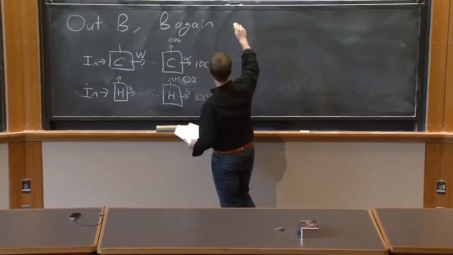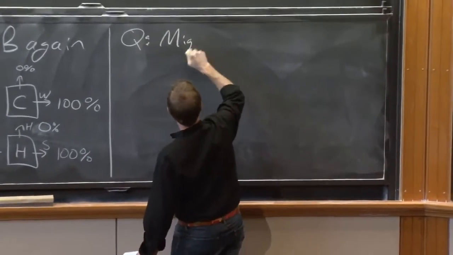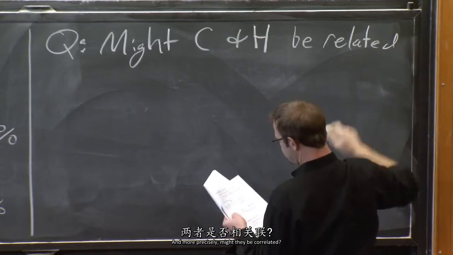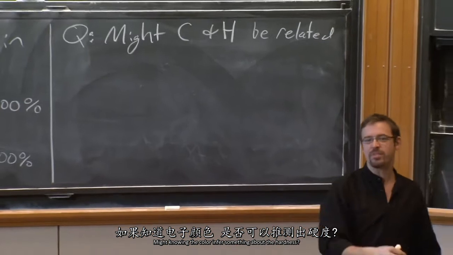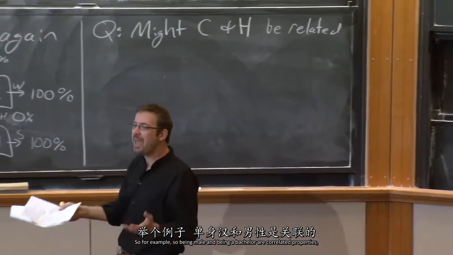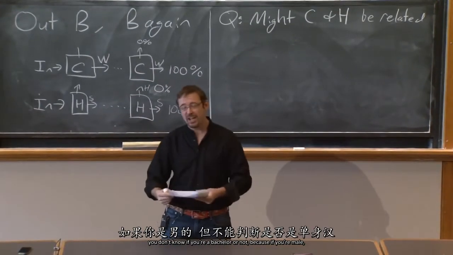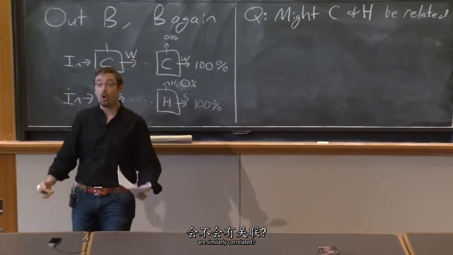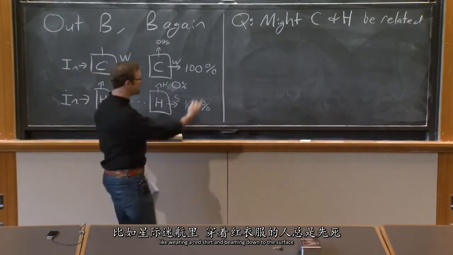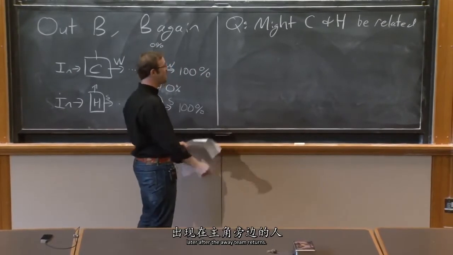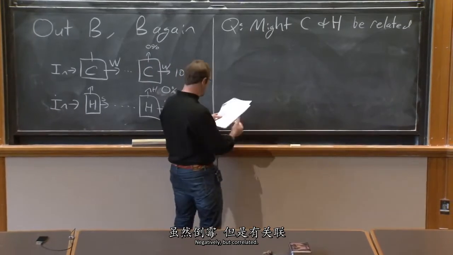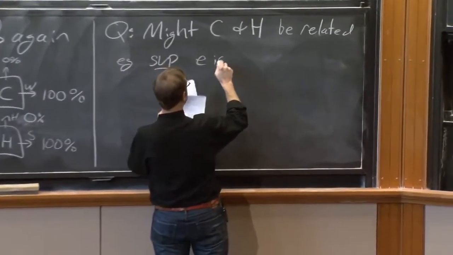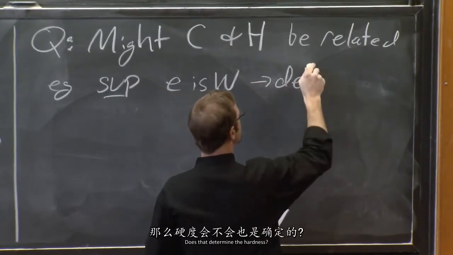So here's a natural question. Might the color and the hardness of an electron be related? And more precisely, might they be correlated? Might knowing the color tell us something about the hardness? So for example, being male and being a bachelor are correlated properties, because if you're male, you don't know if you're a bachelor or not, but if you're a bachelor, you're male. That's the definition of the word. Right? So is it possible that color and hardness are similarly correlated? There are lots of good examples, like wearing a red shirt and beaming down to the surface and making it back to the Enterprise later after the away team returns. Correlated, right? Negatively, but correlated. So the question is, suppose we know that an electron is white. Does that determine the hardness?